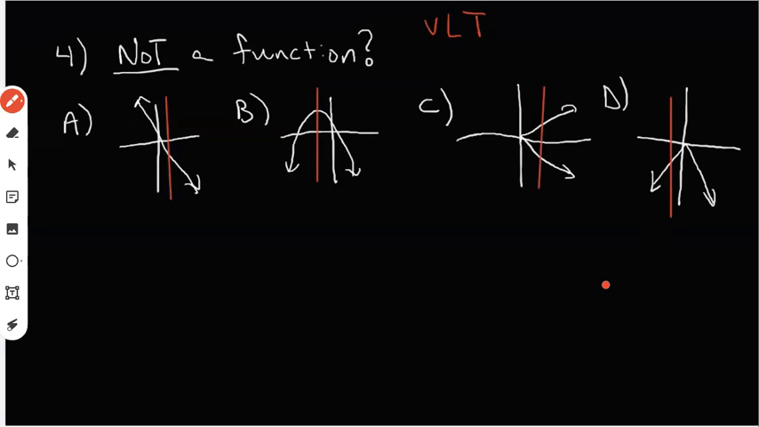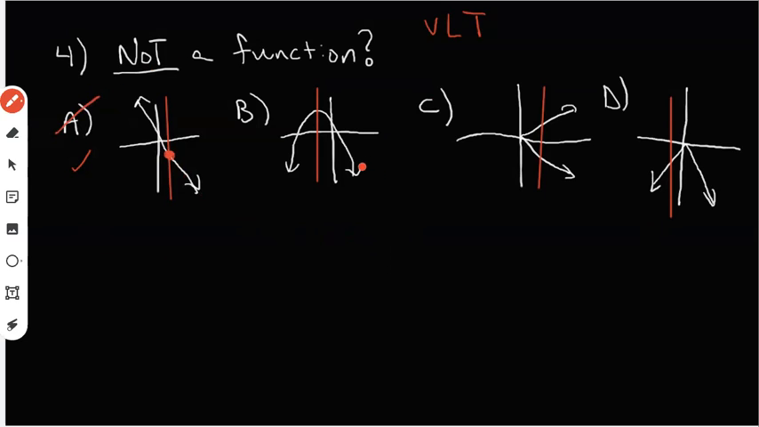Now, when we draw the vertical lines, we're going to count how many times the line goes through the graph. So for the first answer choice, notice that the line goes through the graph only once. So the first one is going to pass the vertical line test. So it actually is a function.